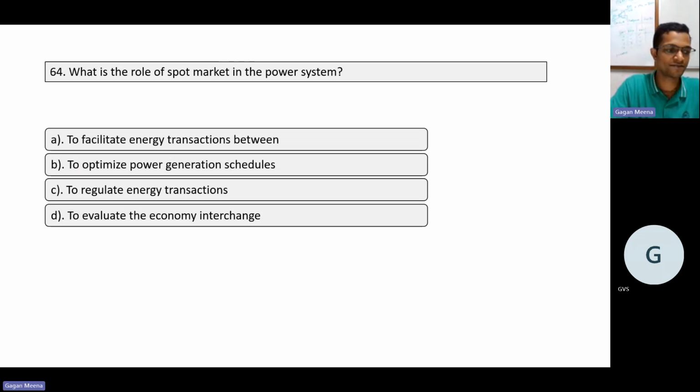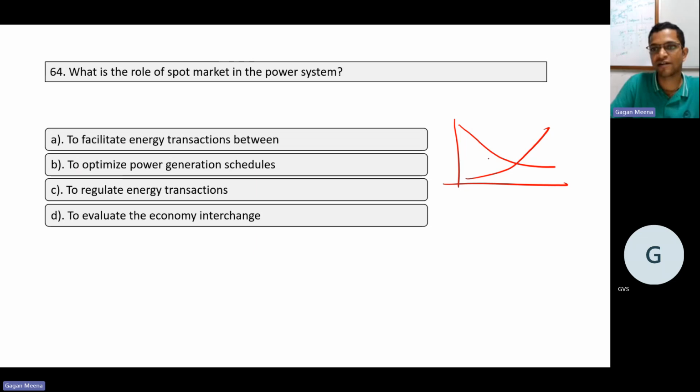To facilitate energy transaction between buyers and sellers, the buyers will bid and the sellers will offer, and then we get one intersection of these two curves, and we get a single market clearing price and volume. This is the market clearing volume, this is the market clearing price. So all of the generators will receive this price.